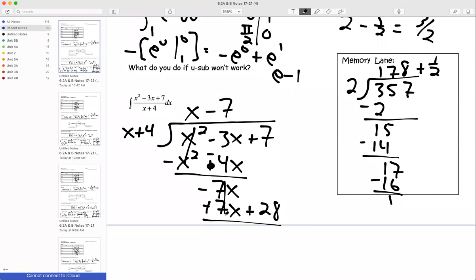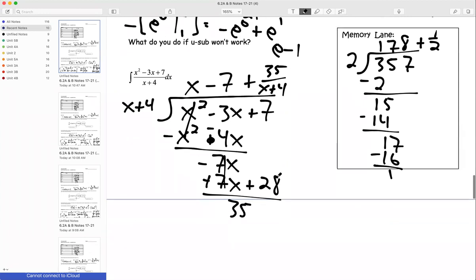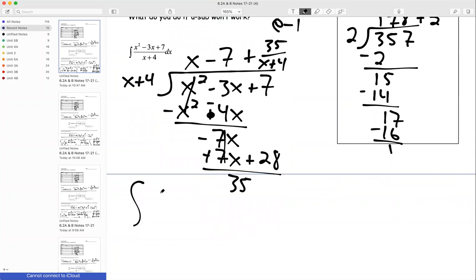7 plus 28 is 35. And what do I multiply x by to get 35? It doesn't work, so this is my remainder. So I might write this as plus 35 over x plus 4. You're probably wondering, how does that help us? A great deal, actually, because now I can write this as the integral of x minus 7 plus 35 over x plus 4 dx.